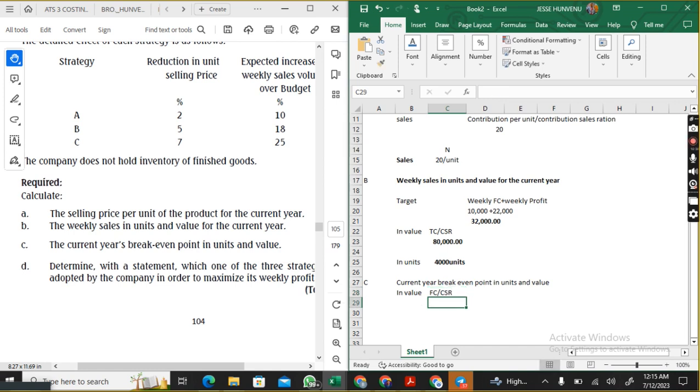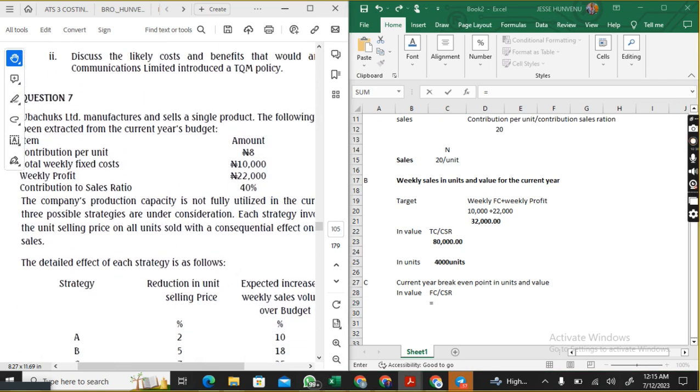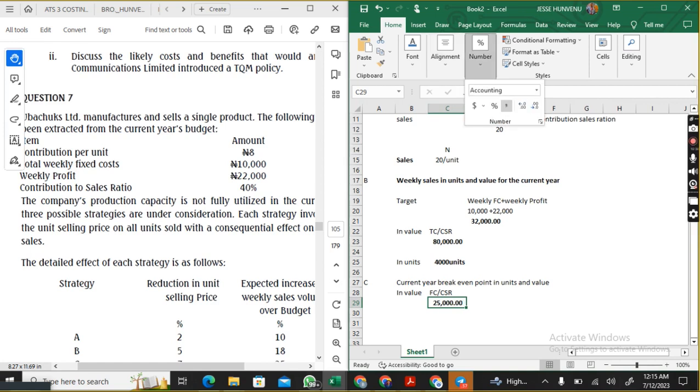Are you seeing that? So what are the fixed costs in the question? These are fixed costs, 10,000. Our CSR in the question is 0.4. So 10,000 divided by 0.4 is 25,000. This is in value, that is Naira.